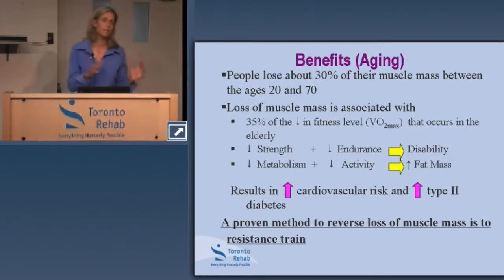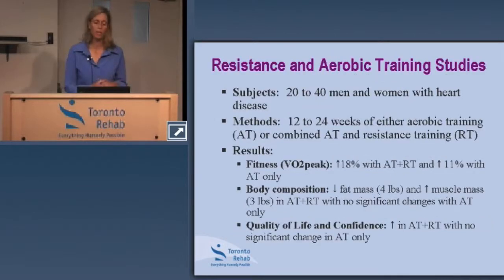So it's this reduction in muscle mass and the amount and the distribution of fat, which usually goes around the trunk area, which has the greatest cardiovascular risk. It's that combination that results in an increase in cardiovascular risk and an increase in type 2 diabetes. And a proven method from research we've done and others have done to reverse this loss of muscle mass is to do resistance training. And that's one of the reasons why all of the major health organizations now recommend that resistance training be included in all cardiac rehab programs.